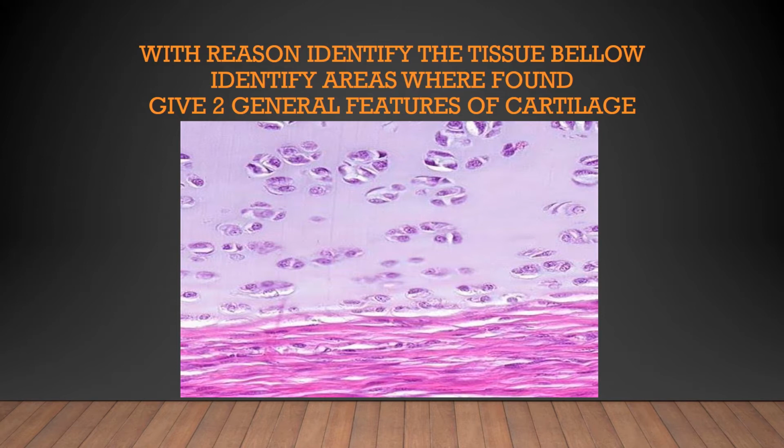As for the areas where hyaline cartilage is found, you have tracheal rings and costal cartilage. General features of cartilage are that it's avascular and insensitive. In case you're asked about the general function of cartilage, it's support of soft tissues.